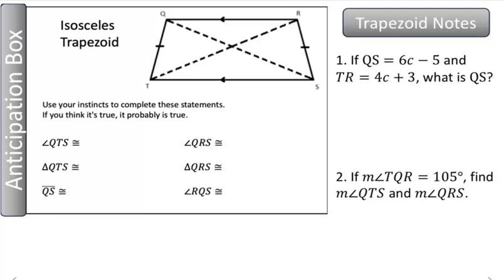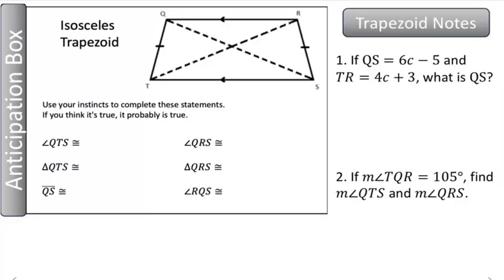All right, mathematicians, I want you to complete the anticipation box. So, just using your instincts, what you think might be true, go ahead and complete these congruence statements. So, pause the video and do that. All right, so hopefully you've had a chance to complete the anticipation box.